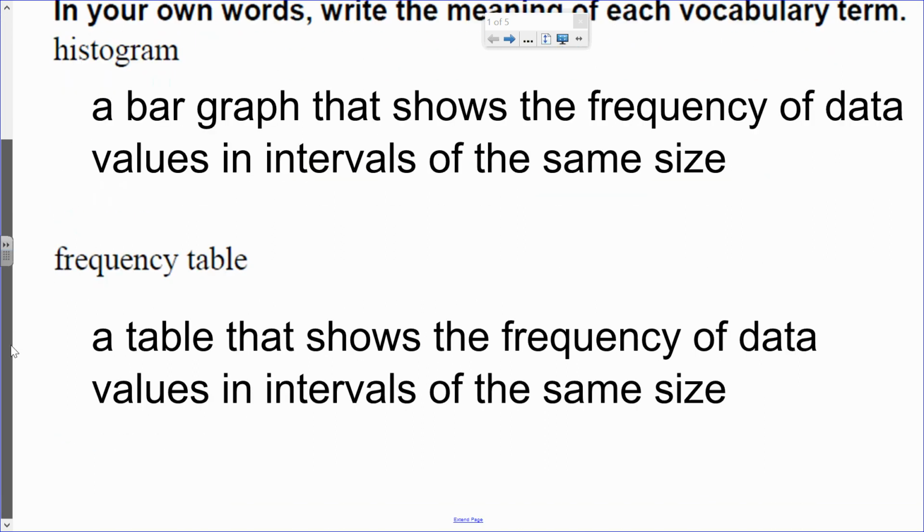We also did a frequency table yesterday. Now go ahead and write the definition. See, we actually did one before I defined it this time. So I usually define something, then we do it. We actually did it. Now we're defining it. A table that shows a frequency of data values in intervals of the same size.